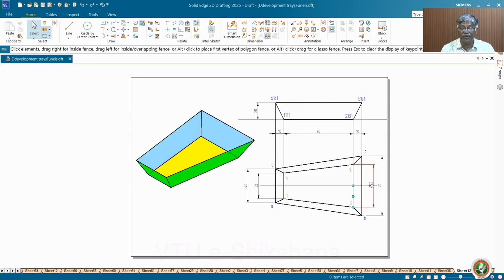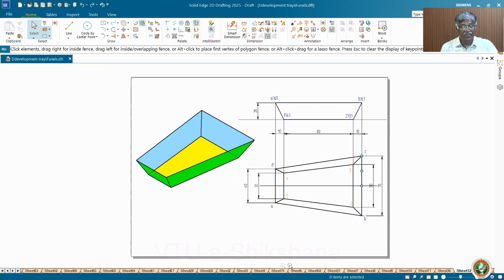25, 25 you have already done. 35, 35 you maintain here and 20, 20. Then whatever points you get, you join with this. That's all. Now you get this. In the front view, you get constant height throughout. Even here you may get different heights, different distances.